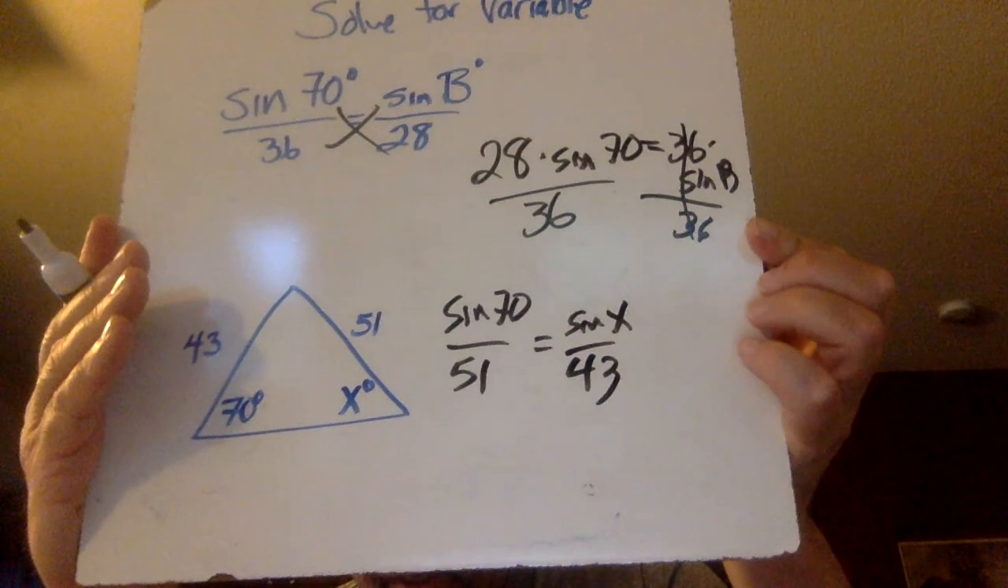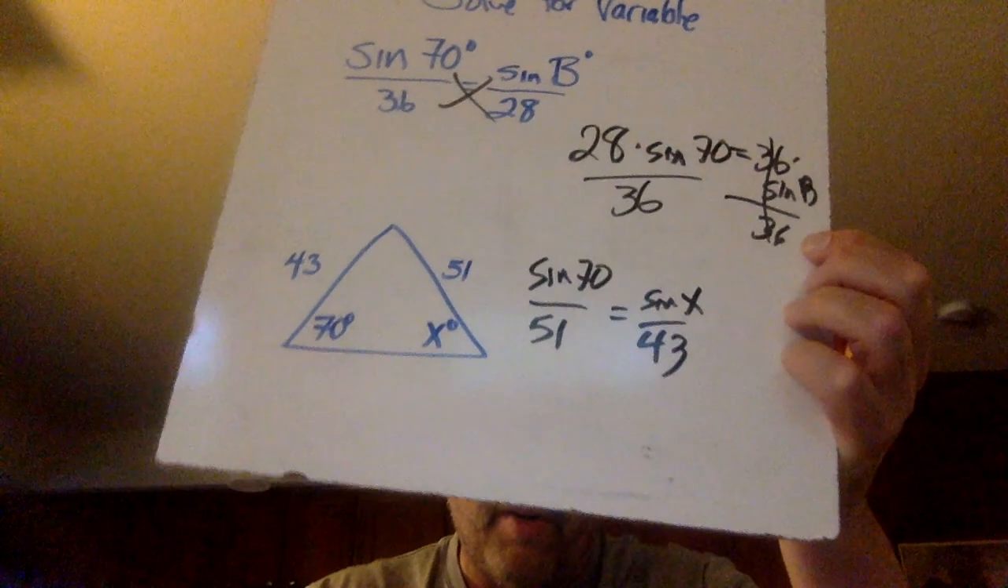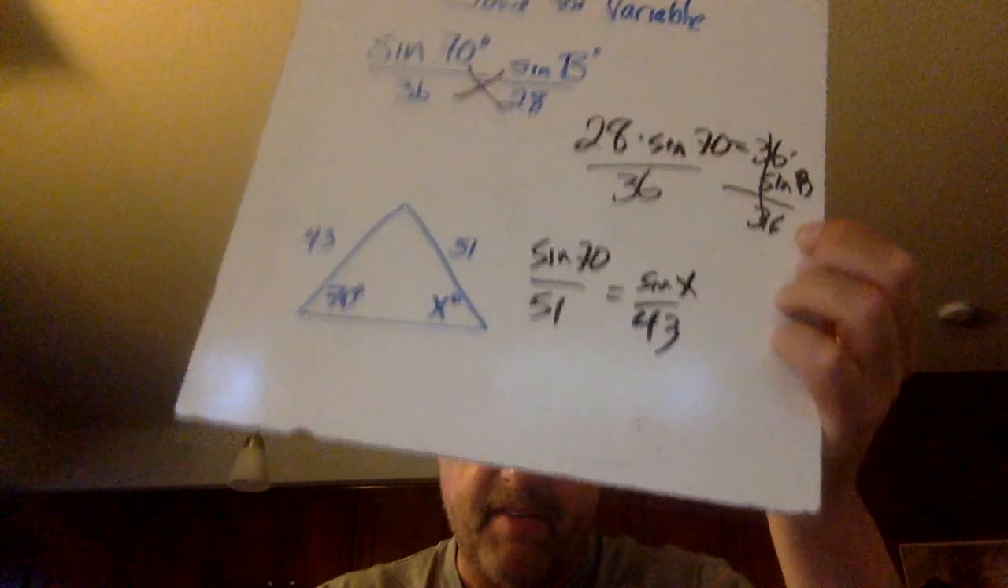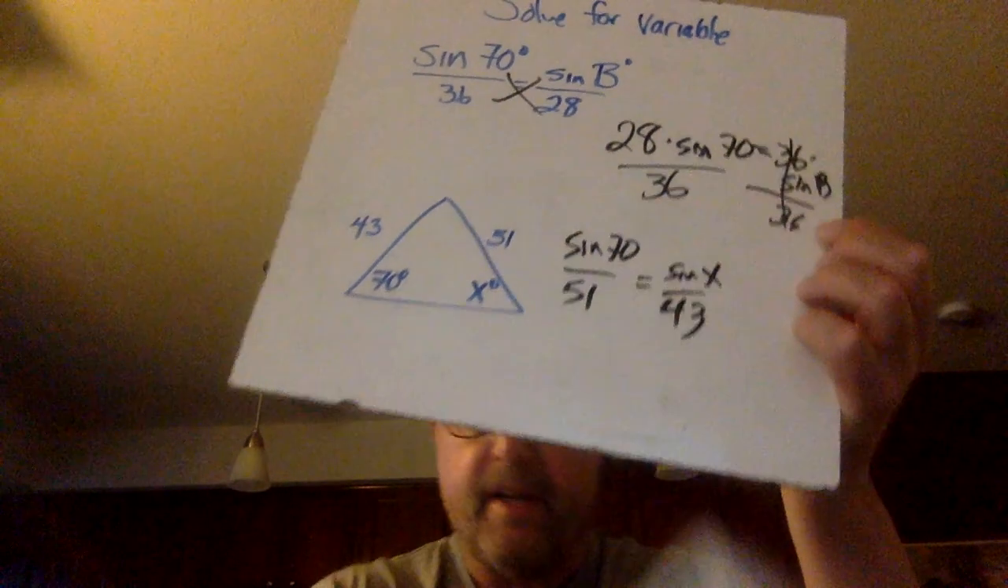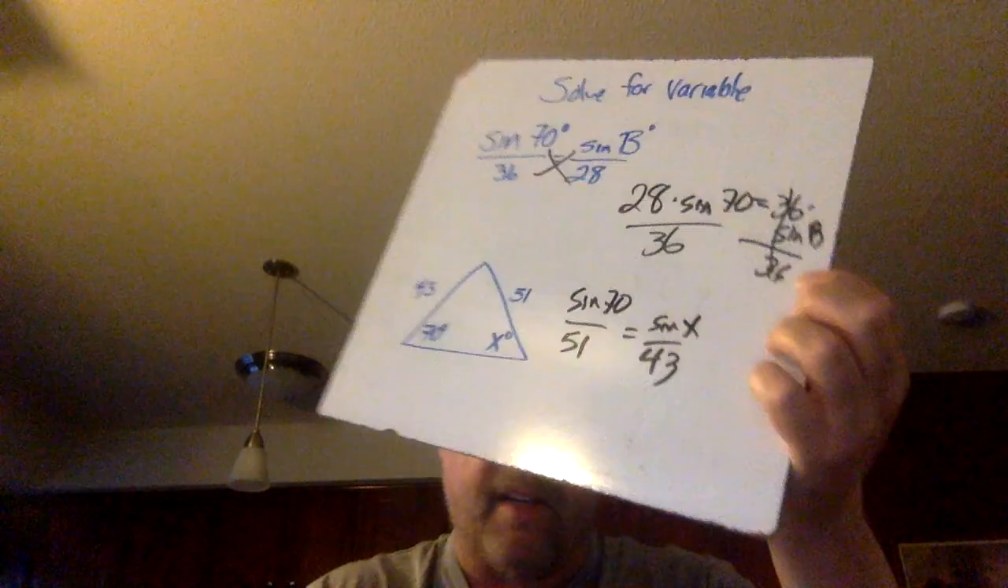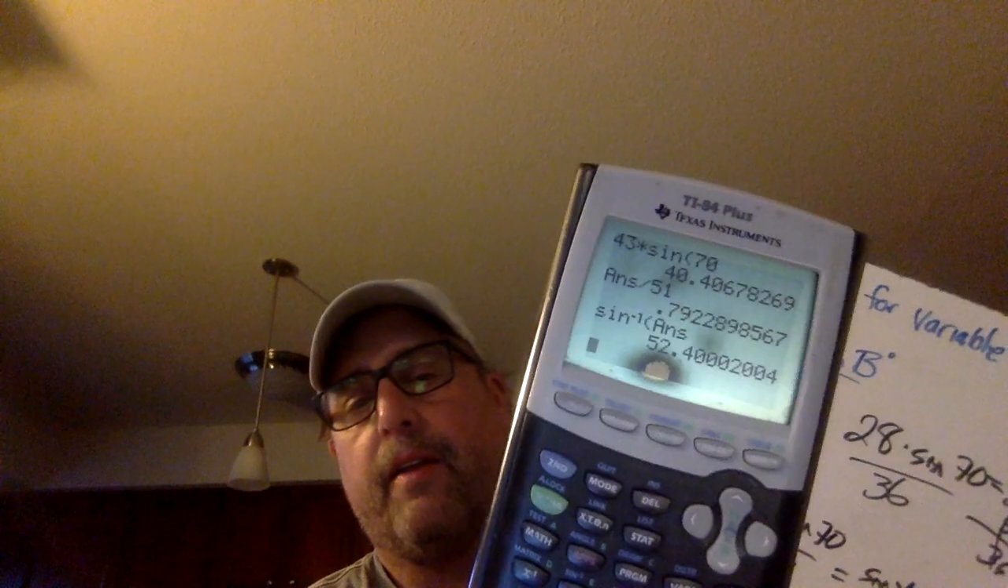And the bottom one is the same way, just in picture form. Sine of 70 over 51 equals the sine of x over 43. I'm going to do cross products and then second sine. So I am right now typing in 43 times the sine of 70 divided by 51. I get a number. That's certainly not it. I can find the angle. It takes a second. You hit a second sine, and there you go, 52.4 degrees.